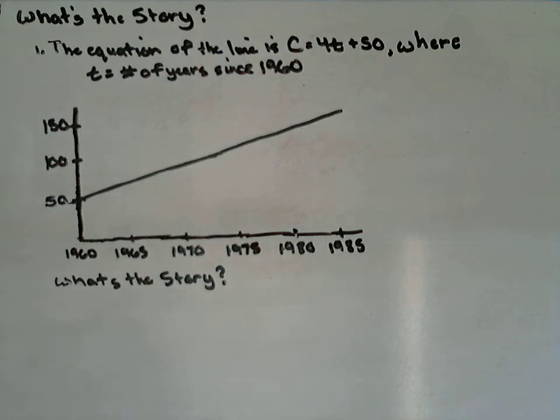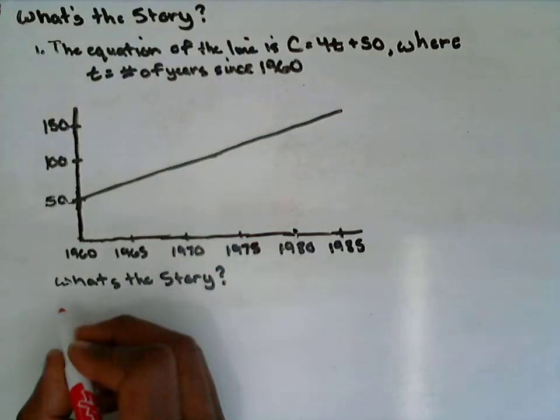The equation of the line shown is c equals 4t plus 50, where t is the number of years since 1960, and our output is in the number of cats. Now, since the instructions said to attend to the slope, the y-intercept, and the x-intercept, we'll just go ahead and label those now.